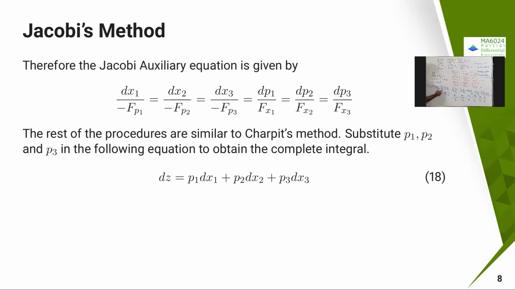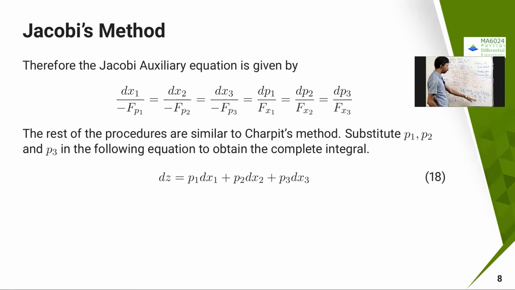If it is equal to 0, then you get that g1 is constant along that, and you will be getting the characteristic system. That characteristic system is nothing but this one. This is nothing but that auxiliary equation. This is called the Jacobi auxiliary equation because we derived it using this method. So this is called the Jacobi method, and that is the reason this is called the Jacobi auxiliary equation. The rest of the procedure is similar to what we have in the Charpit method.